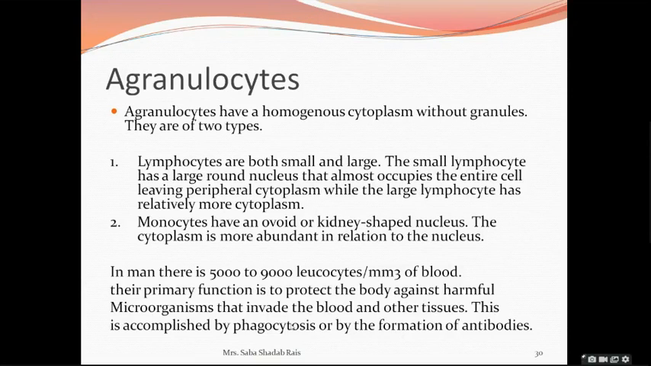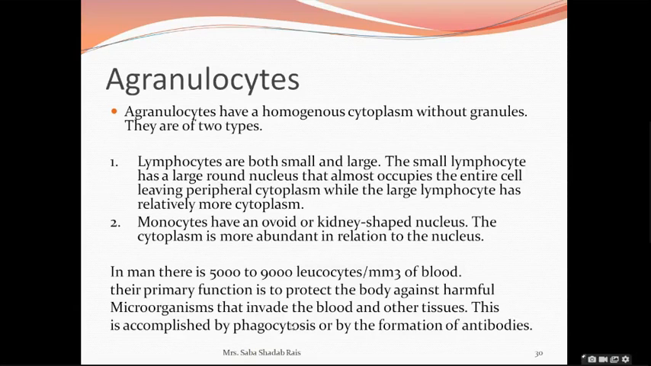Now when we talk about the quantity, meaning how much of these white blood cells are there. So in men there are approximately 5,000 to 9,000 leukocytes per cubic millimeter of blood. So that means in a small quantity of blood there must be this many leukocytes. Now, what is the primary function? As we had already discussed, they are very helpful in fighting against various harmful microorganisms which invade our body and other tissues.